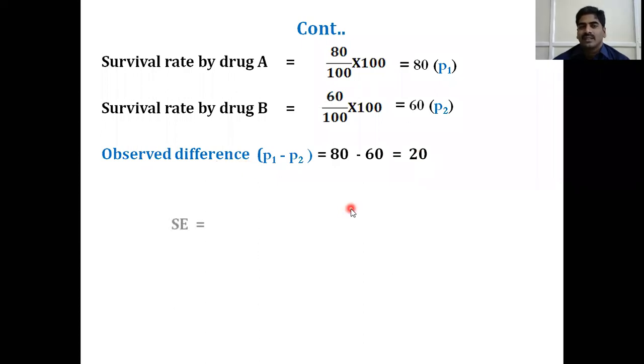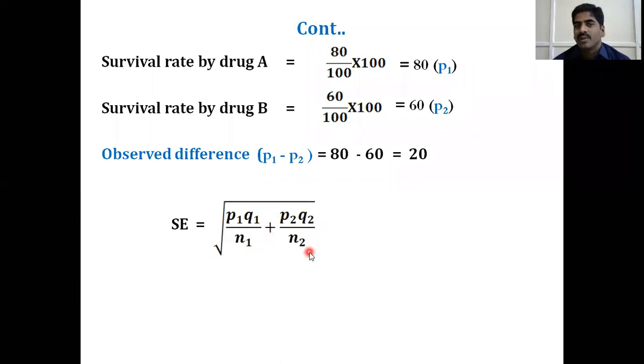Next, you have to calculate the standard error. Here P1, P2 are proportions. This is whether the subject recovered or died. We collected the data, recovered or death. The qualitative data we collected, this is not quantitative data. So we have converted into proportions, P1, P2. And what is the formula for standard error? Square root of P1 Q1 by N1 plus P2 Q2 by N2.